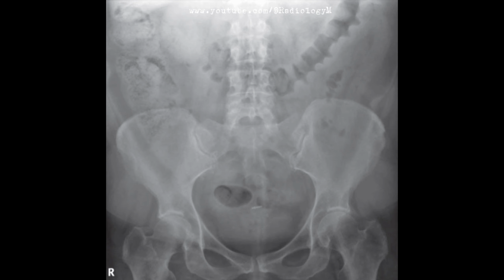In terms of management, if the diagnosis of ulcerative colitis is confirmed, the patient would require medical therapy, starting with aminosalicylates, and possibly escalating to corticosteroids or biologic agents, depending on the severity of the disease.